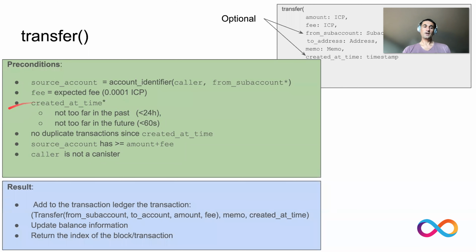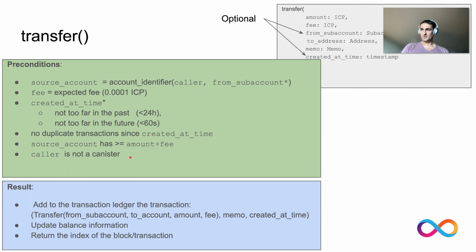If this is true, then we check that there are no duplicate transactions since the created at timestamp. Remember, there's this window of at most 24 hours, within which we check if there's a transaction which already has a specific created at time with precisely the same source, destination, amount, and memo fields. If this is the case, then we reject the transaction as well. Then we also check that the source account has sufficient funds to cover the amount to be transferred plus the fee.